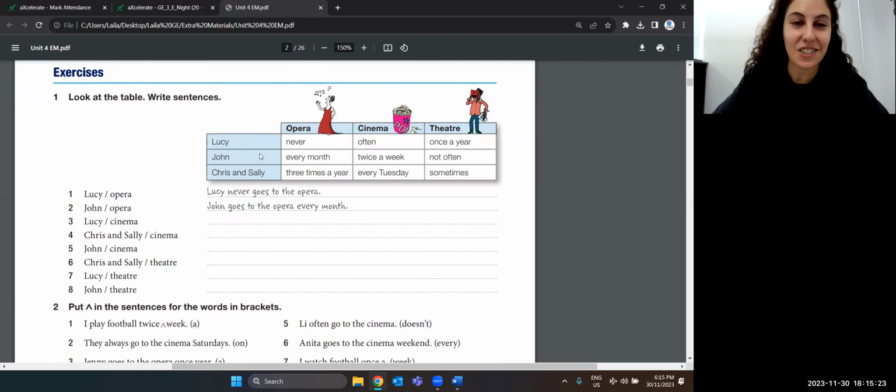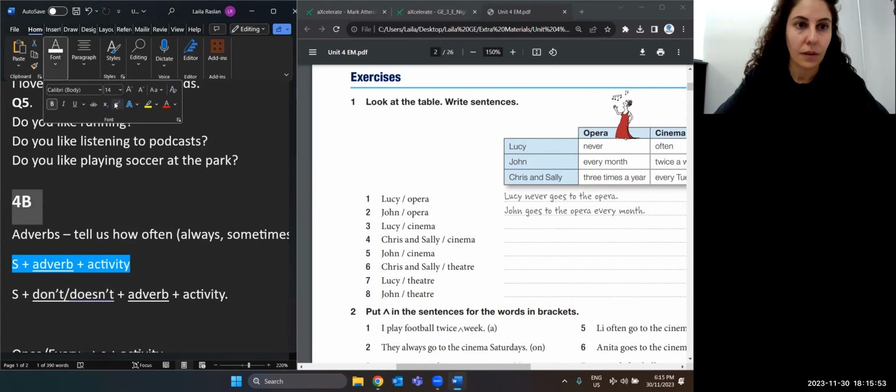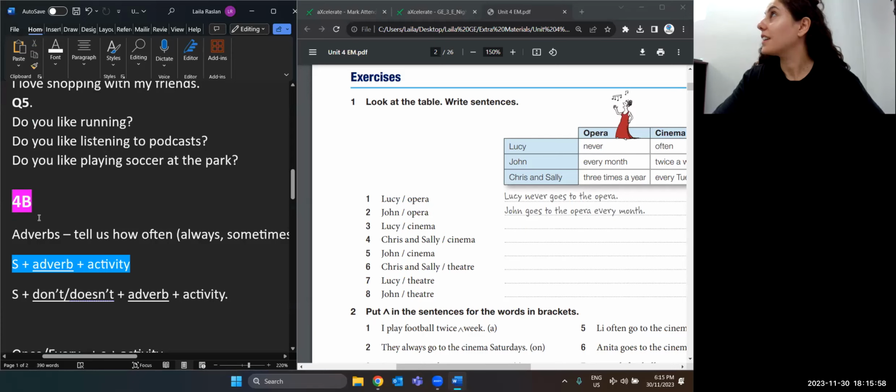Okay, let's do the exercises. Lucy, John, Chris, and Sally. This is about the opera. This is about the cinema and the theater. So Lucy never goes to the opera. John goes to the opera every month. Lucy often goes to the cinema.